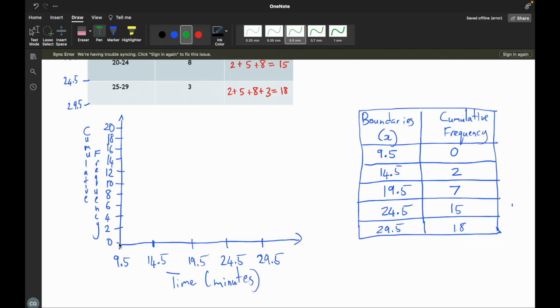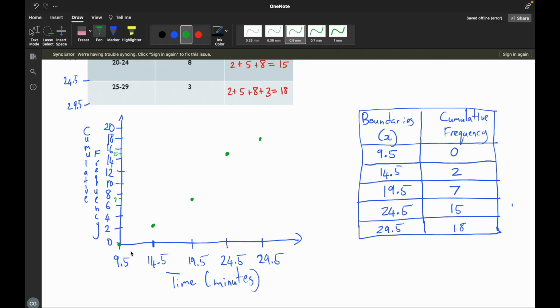So my first point is going to be here. Then 14.5 goes to 2, which is right here. 19.5 is going to go with who? With 7. So I know 7 is going to be somewhere about here. Okay, so right here is 7. 24.5 goes with 15. I know 15 is going to be somewhere here. That matches with the 15. And then the 29.5 matches with the 18.